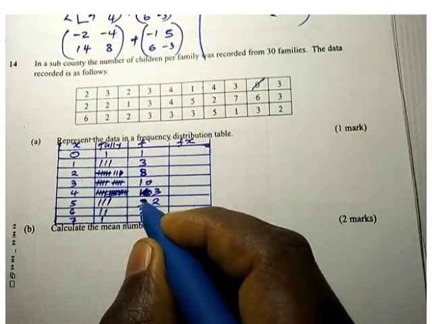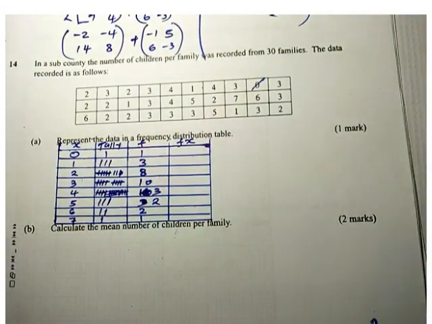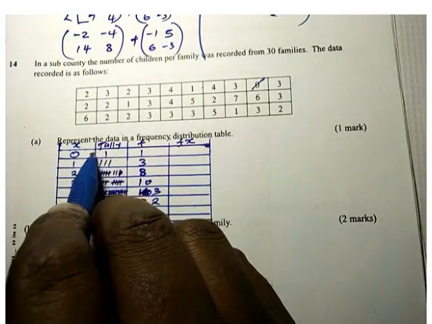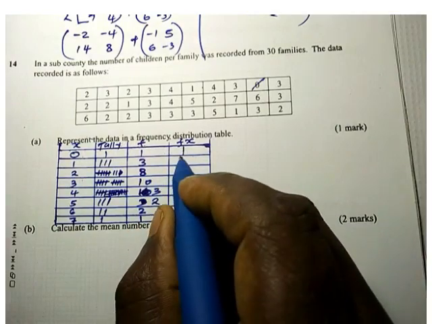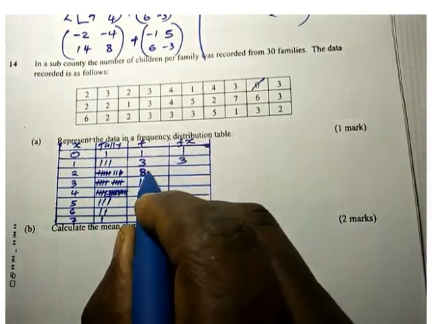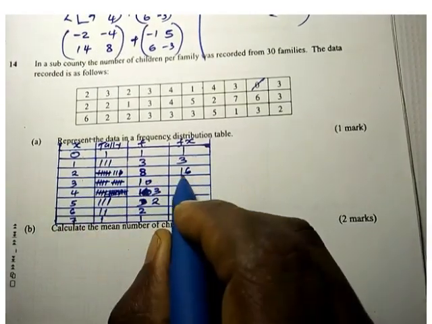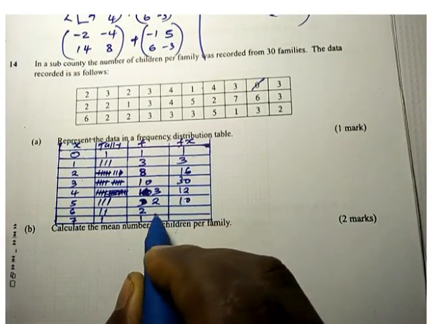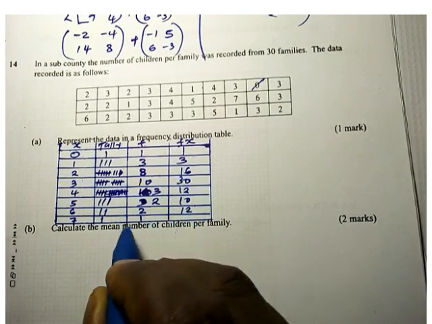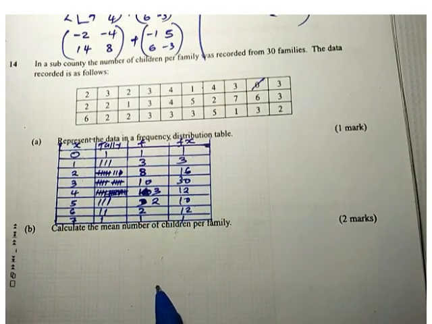Sorry for the, nilipotea hapo kidogo. So here now then you multiply f times x. So 0, this one is going to be 0, this one is going to be 3. You multiply 16, this times that is 30, 12, 10, 12, 1. And then you add.